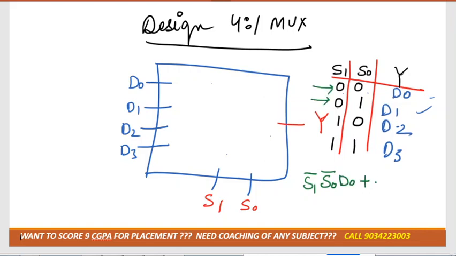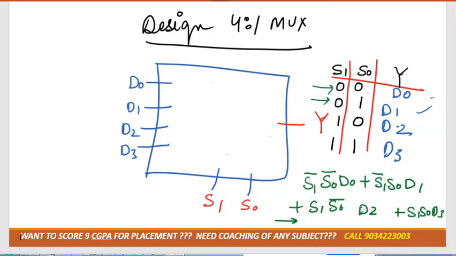Similarly, plus S1 bar, S0, D1, plus S1, S0 bar, D2, plus S1 S0 D3. Now you can draw the logic circuit based on this, right?